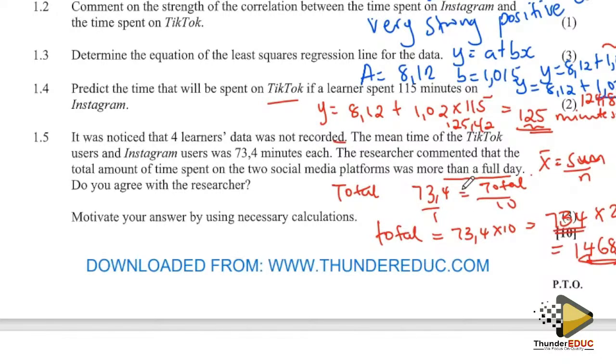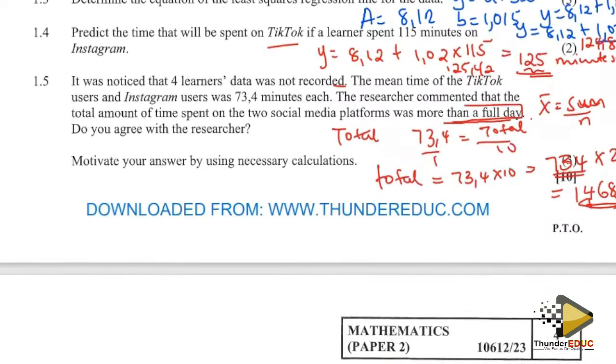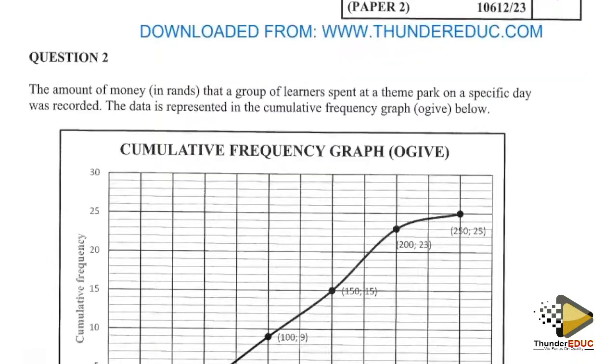Now, how long is a full day in minutes? So we know that one day has 24 hours. Okay, and then the 24 hours times the 60 minutes, I'm getting 1,440 minutes. So we can see that the TikTok and Instagram time is greater than this. So the question was asking us whether we agree with the researcher. And the statement is going to be, yes, I agree. As plain as that.